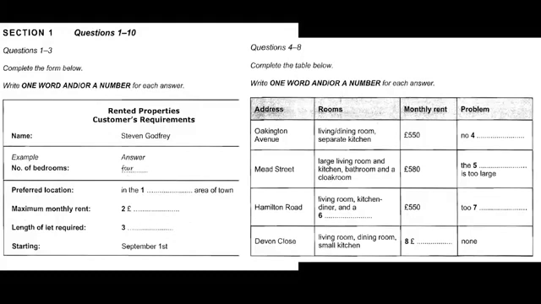Good morning. How can I help you? Hello. I'm interested in renting a house somewhere in the town. Right. Could I have your name, please? Yes, it's Stephen Godfrey. And tell me how many bedrooms you're looking for. Well, we'd need 4 because I'm going to share the house with 3 friends. The number of bedrooms needed is 4, so 4 has been written in the space.